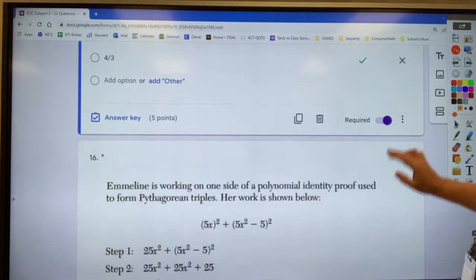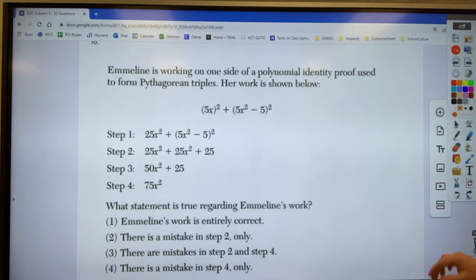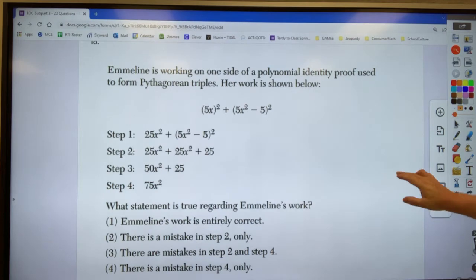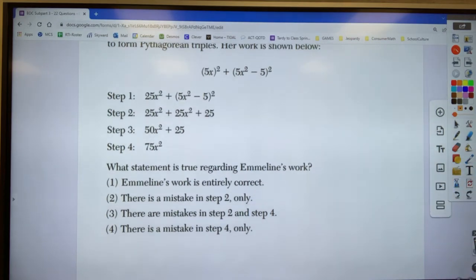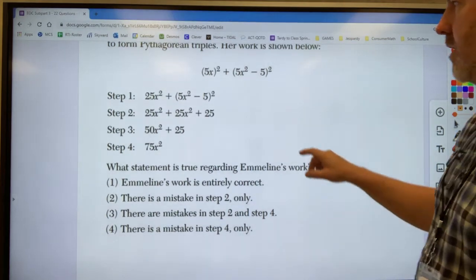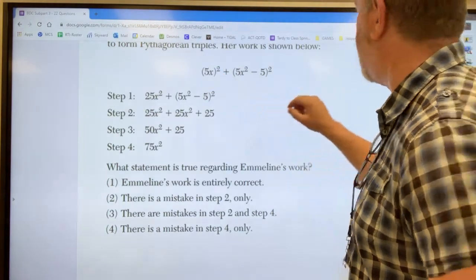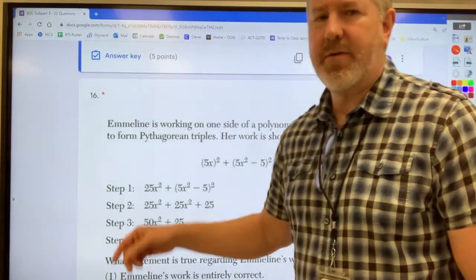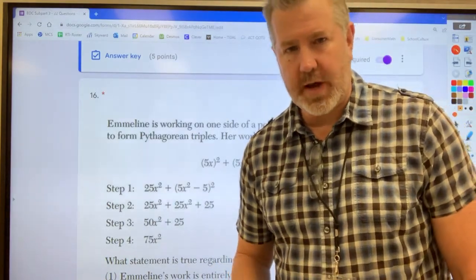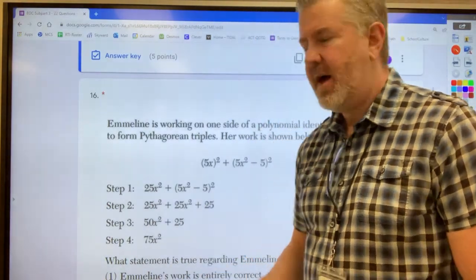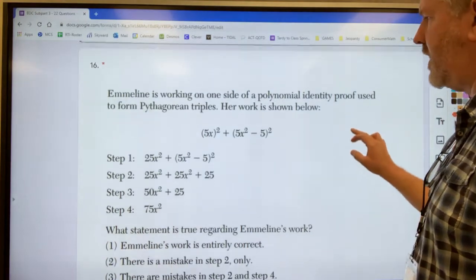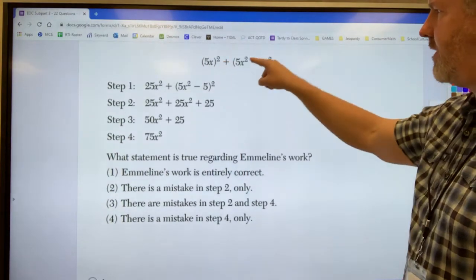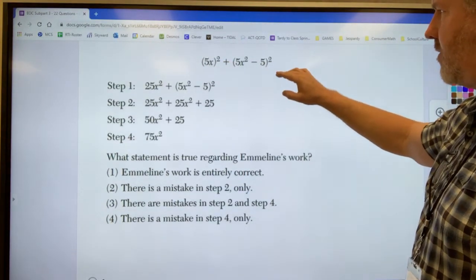Yep, there it is. All right. Number 16, Emmeline is working with one side. Her work is shown below. So let's see how she solved it. Most of the story in this one, you don't have to know what Pythagorean triples are or anything like that. Most of the story in this one is sort of a distraction. We're just going to do what she did to these polynomials and monomials.